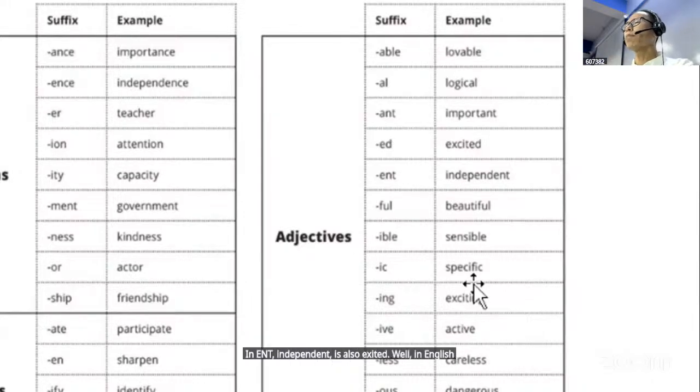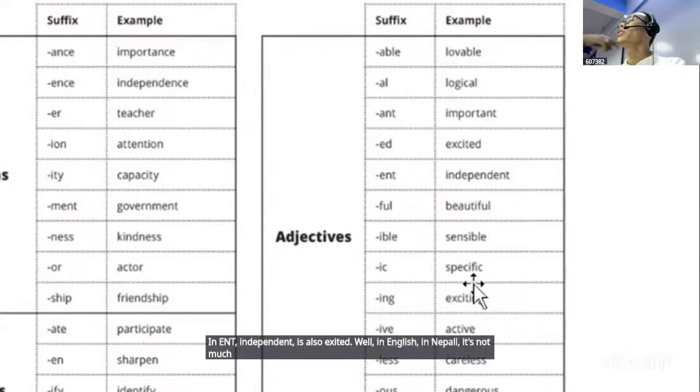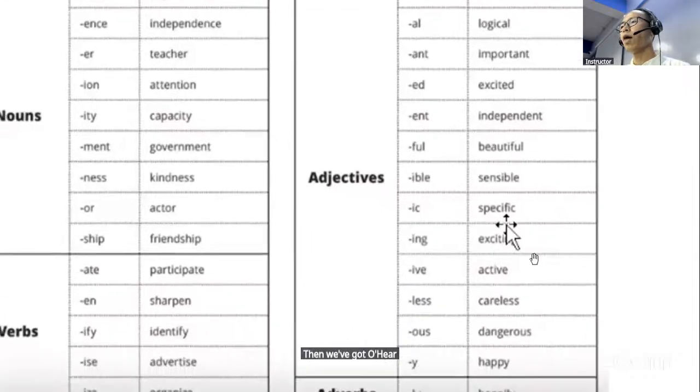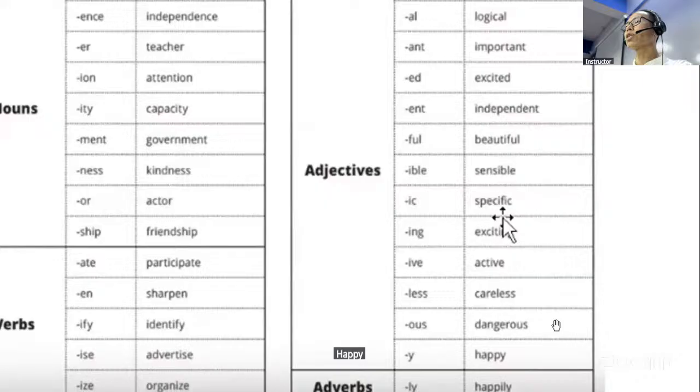Well, in Nepali it's not much different distinguishing adjective and noun, but when it comes to English, adjectives are regarded as a special part of the words. Then we got here ENT, independent, beautiful, sensible. Then we got here specific and exciting. And then we got here active, right? IATIVE. Then we got here careless, wow, many more, and dangerous, and many more. And happy is something more. This is going to be an amazing experience you're going to face. Happy, dangerous, and careless: because of all of these endings, they are regarded as adjectives.